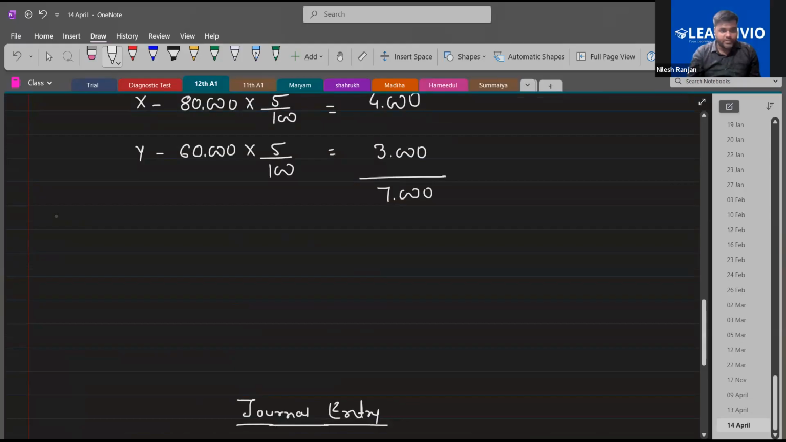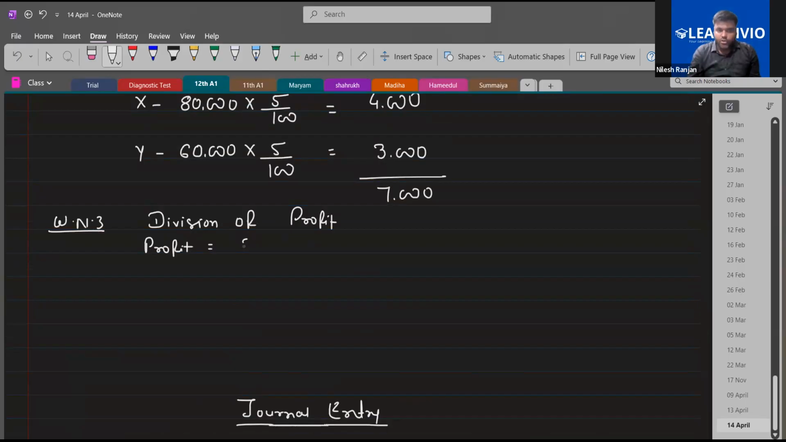So division of profit. Working note number 3. Actually, we have not prepared profit and loss appropriation account. So we have to calculate division of profit. Profit total starting point was 28,500 minus 7,000 interest on capital and minus 6,000 salary. So 22,500, 15,500. Now this 15,500 will be distributed between X and Y.